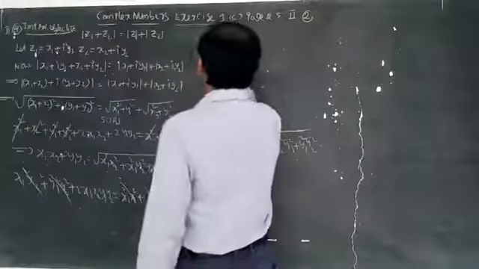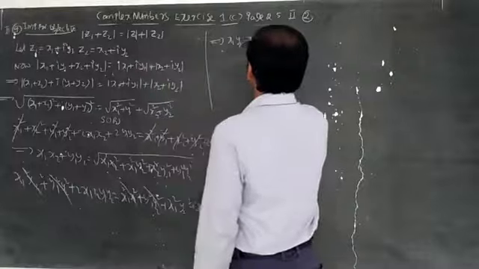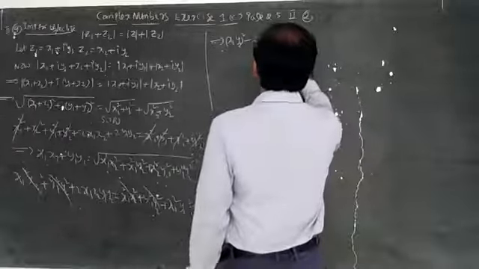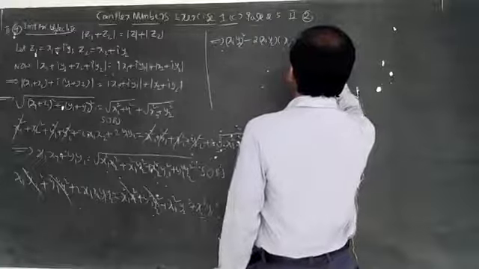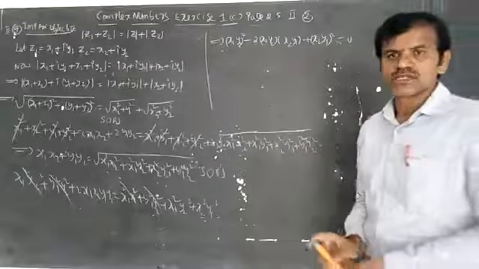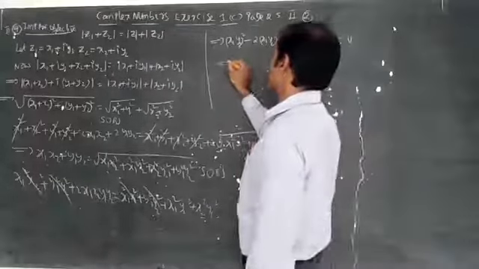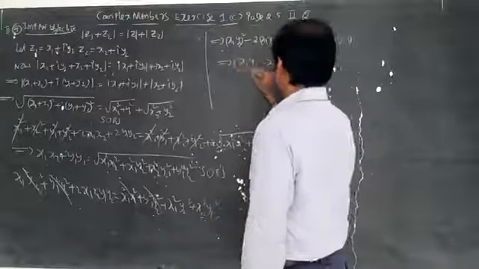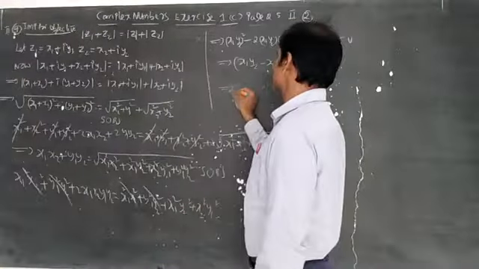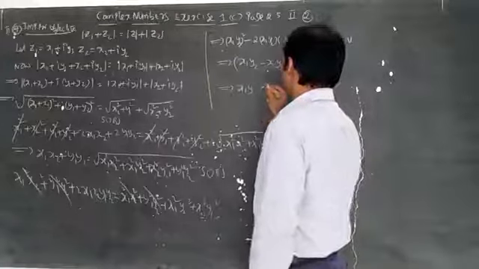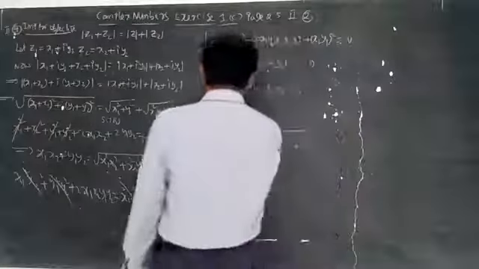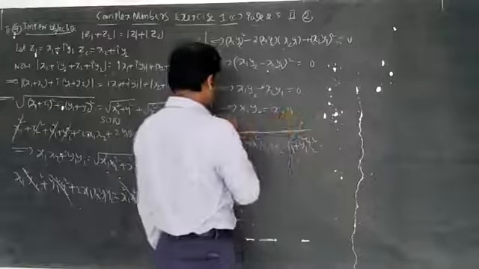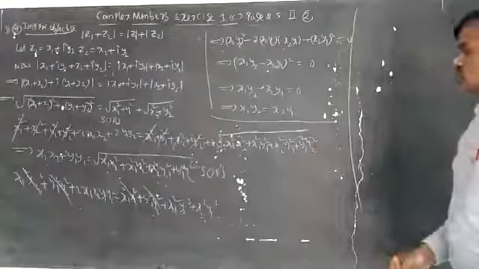We have x1 y2 whole square minus 2 x1 y2 into x2 y1 plus x2 y1 whole square equal to 0. This is the other form, a square minus 2ab plus b square. So by the a minus b whole square concept, x1 y2 minus x2 y1 whole square equal to 0. That implies x1 y2 minus x2 y1 is equal to 0. That implies x1 y2 is equal to x2 y1.